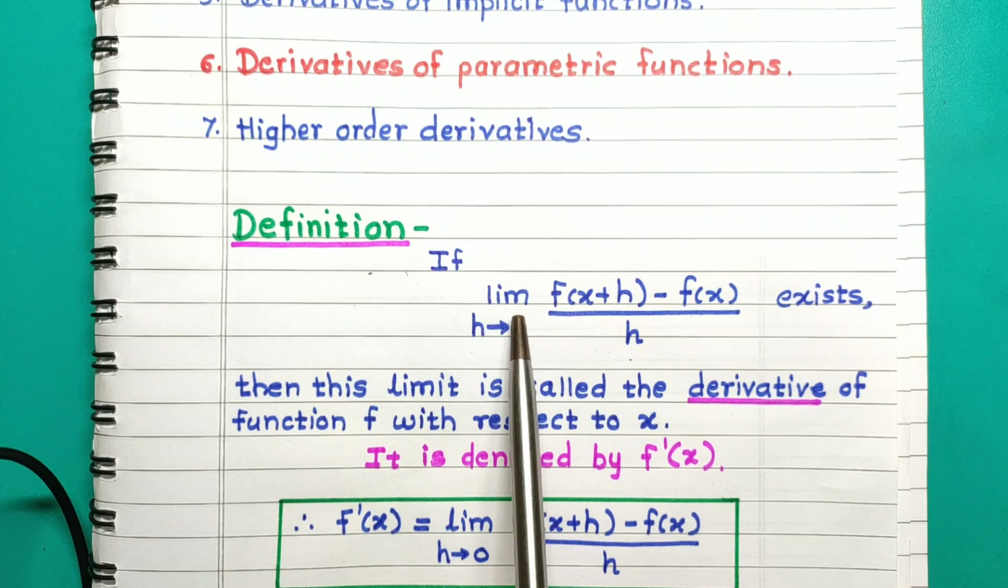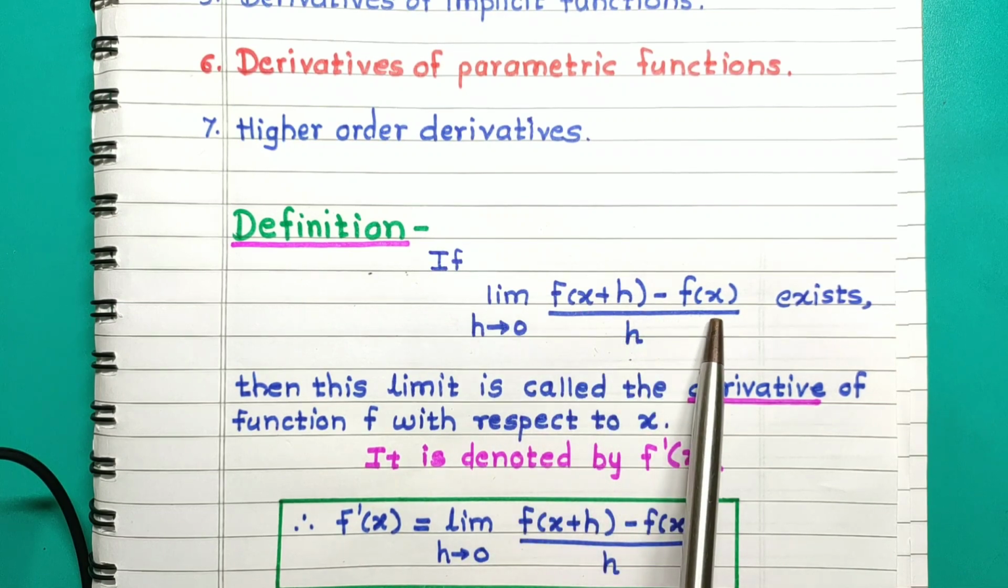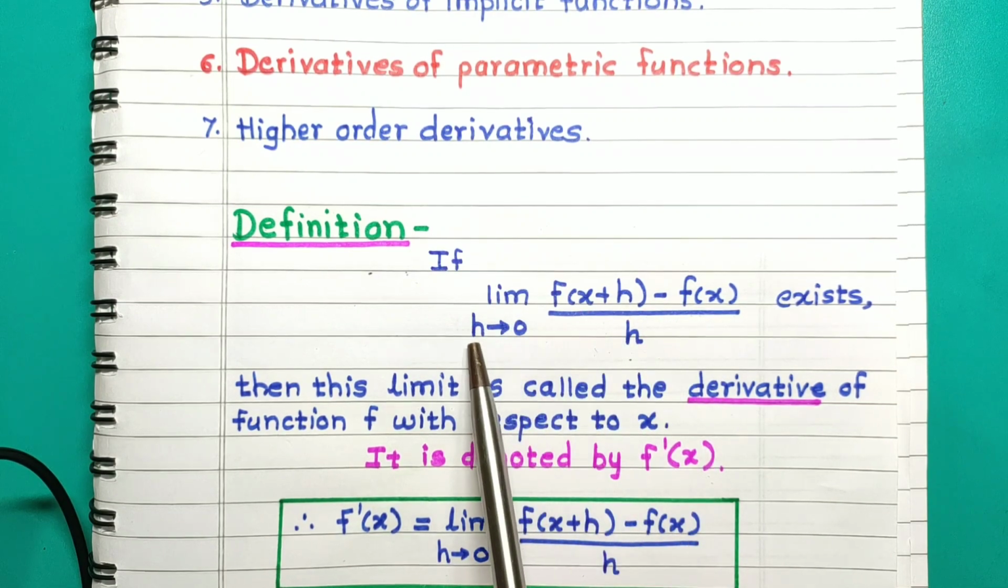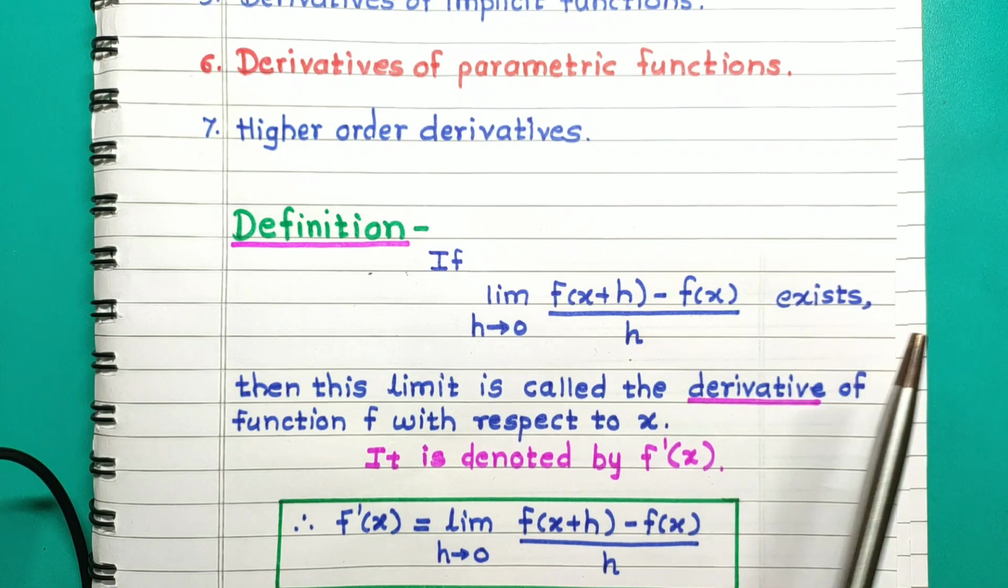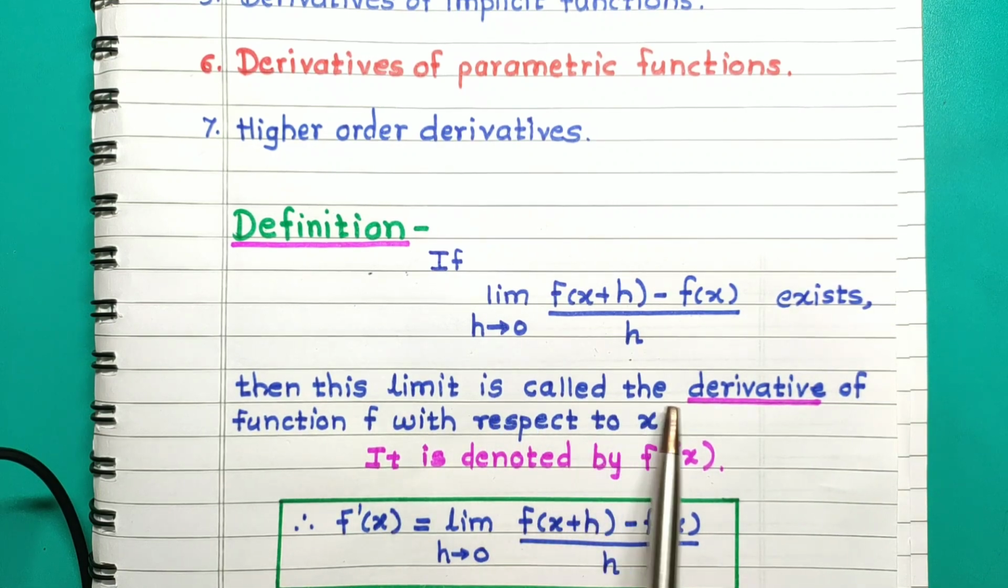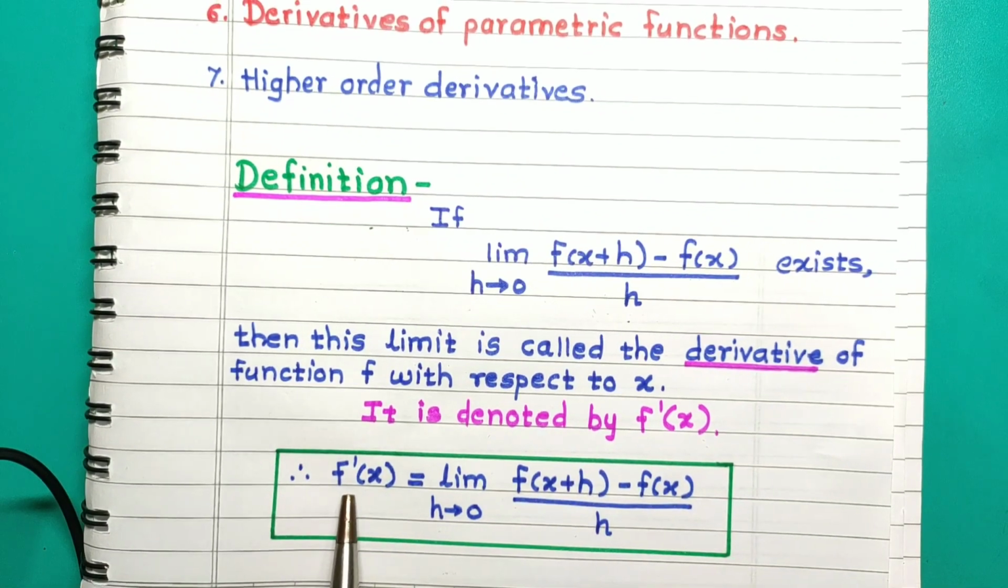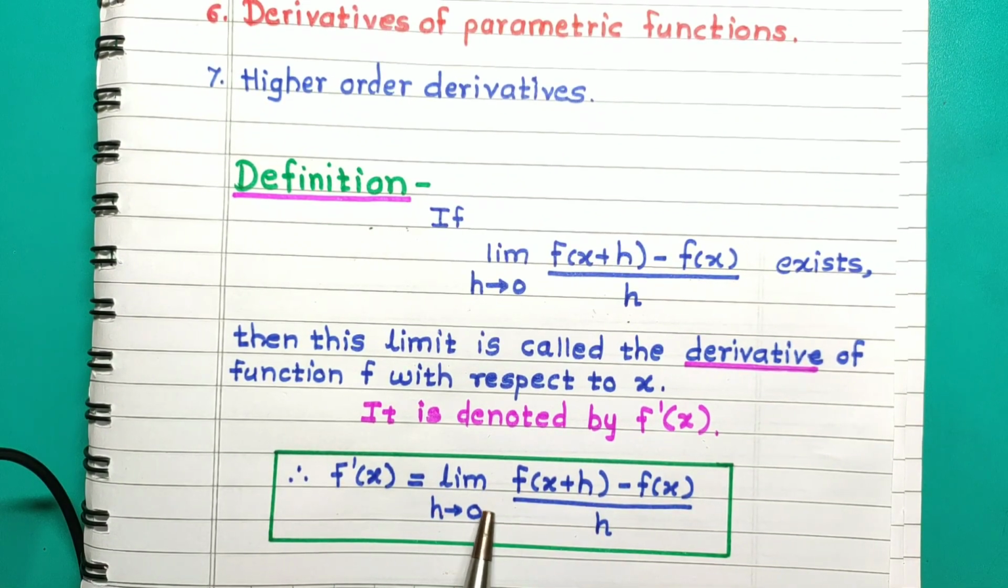If the limit of f of x plus h minus f of x upon h as h tends to 0 exists, then this limit is called the derivative of function f with respect to x. It is denoted by f dash of x. So, we have f dash of x is equal to the limit of f of x plus h minus f of x upon h as h tends to 0.